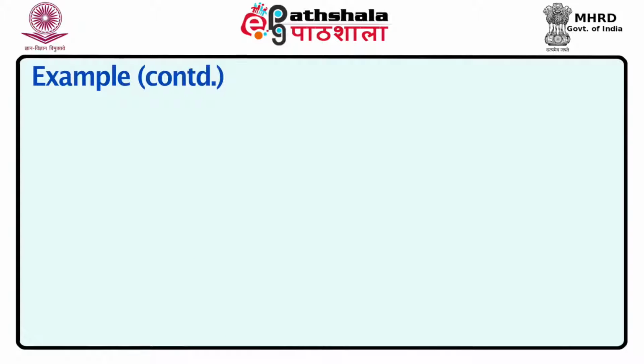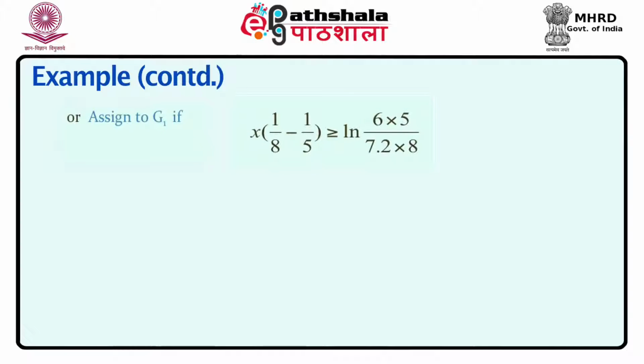If you simplify this, then we assign to G1 if x into (1/8 minus 1/5) is greater than log of 6 into 5 by 7.2 into 8. So what we did here was, rather than take expectation, we took log in this case. The left hand side came out to be x into (1 by 8 minus 1 by 5), and the right hand side is log of this number 6 into 5 by 7.2 into 8, and on simplification this gives R1 as x such that x is less than 8.6973.